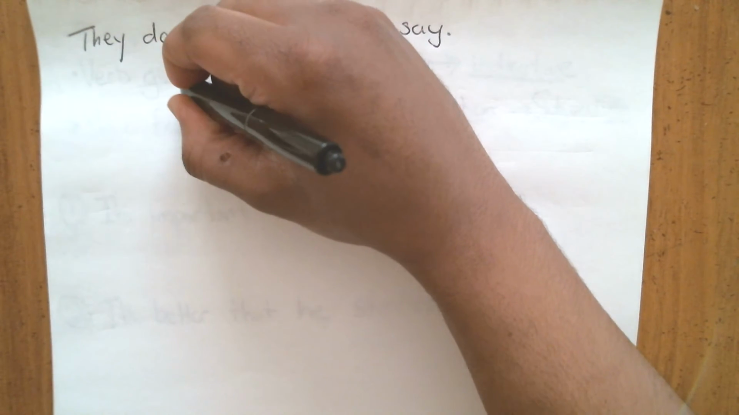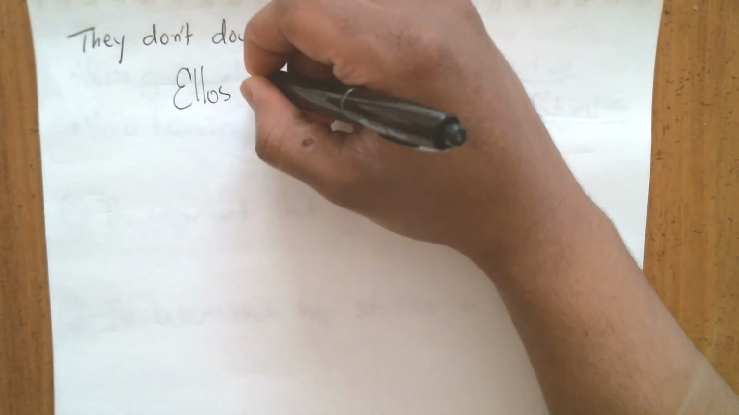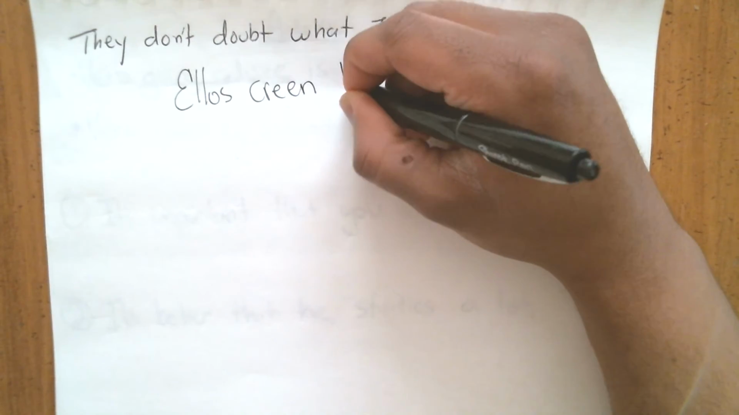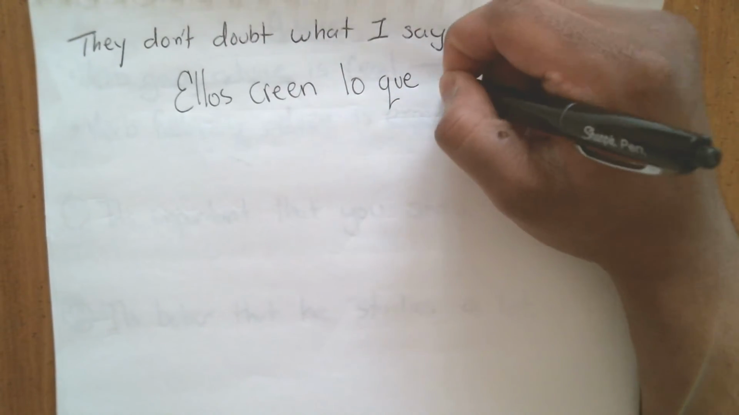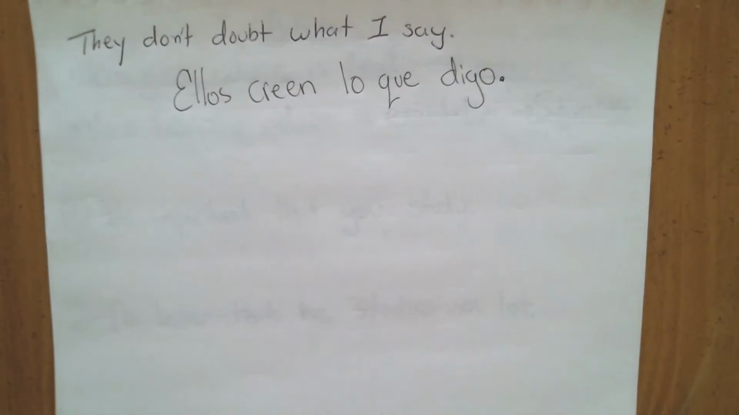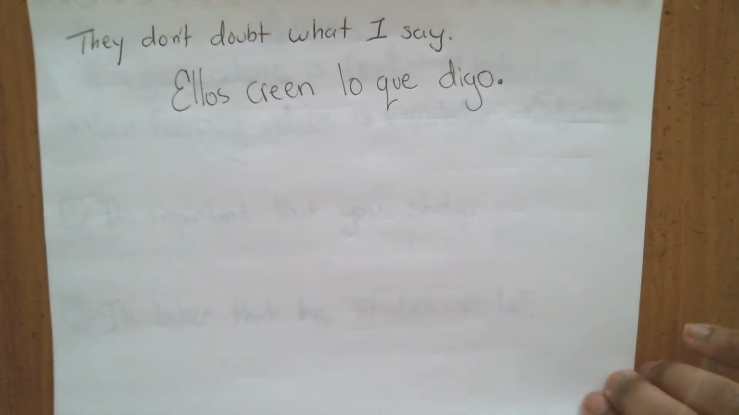So that's why this statement right here, they don't doubt what I say. Because they don't doubt it, that means they believe what I say. And because they believe what I say, it's a statement that is believed as fact. So this one would just be ellos creen lo que digo. All right? That one is just going to be conjugated in your regular verb tense. No need to bother with the subjunctive there because it's something that he believes as a fact. Now let's move on.